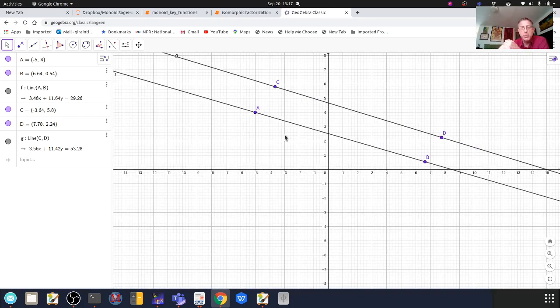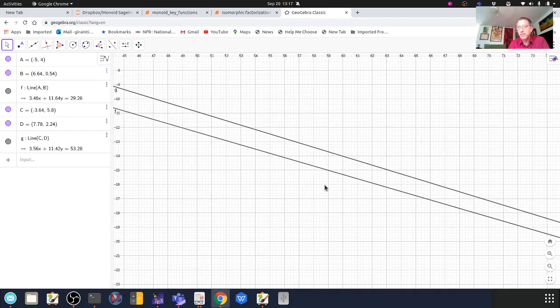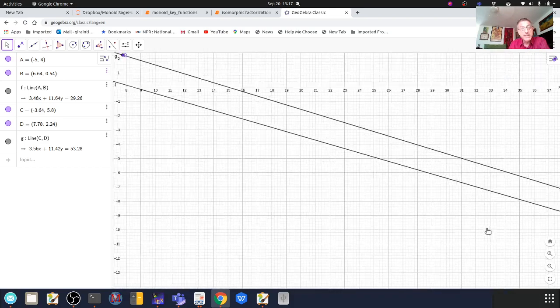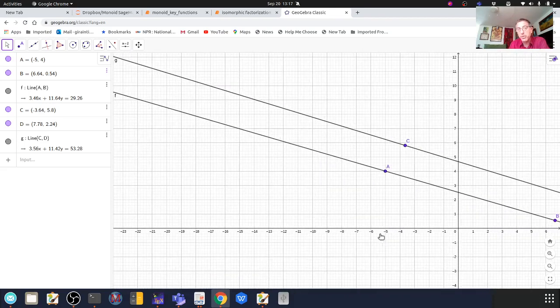If one of the slopes is 3, and the other slope is 3.0000000000000000000000001, they're not going to be parallel. I'm going to be able to move out. I'll have to move an awful long distance, and I'll eventually find a place where they intersect. And that's a non-trivial point.